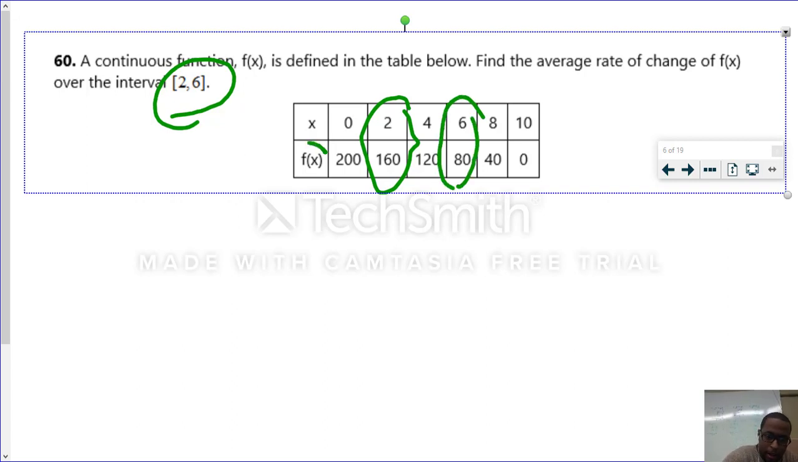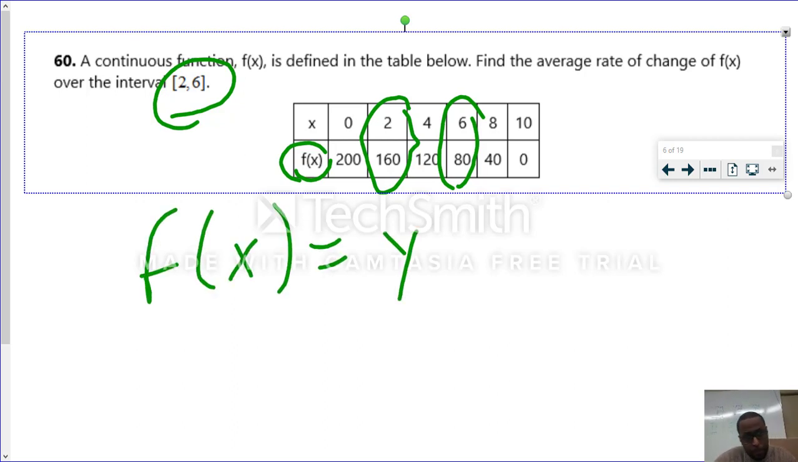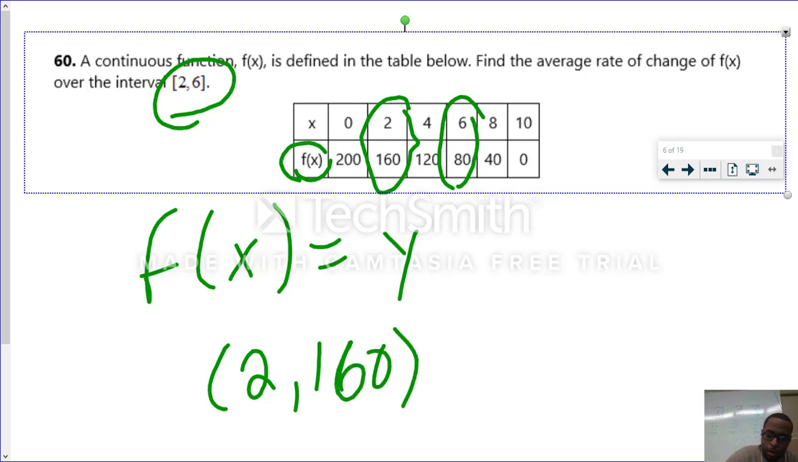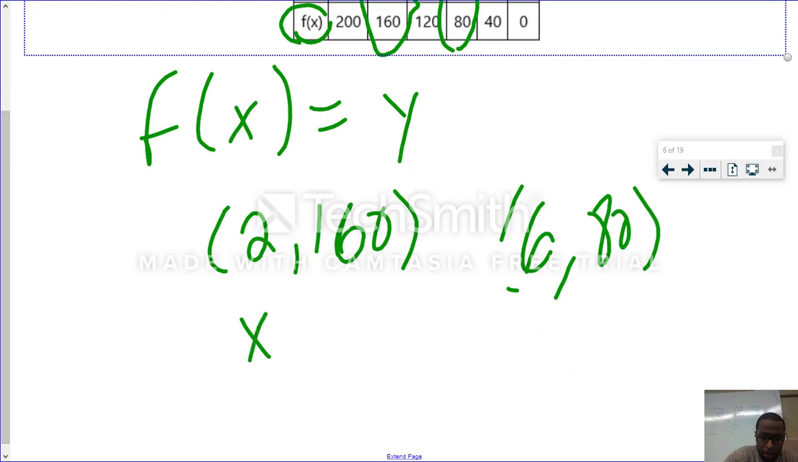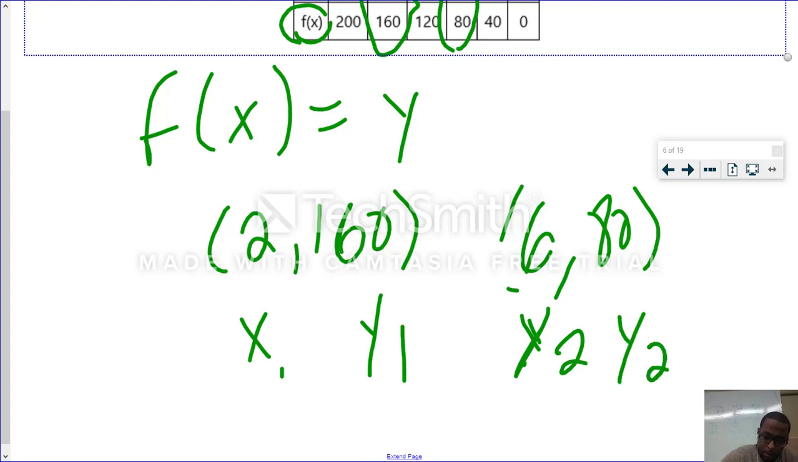F of x, you're going to see a lot of f of x. F of x is also y, okay? So what you're going to do in this case, you're going to use your two coordinates. So you're going to have 2, 160, and your other coordinate is going to be 6, 80, okay? From there, you're going to make your x1, y1, and you're going to make your x2 and y2, okay?